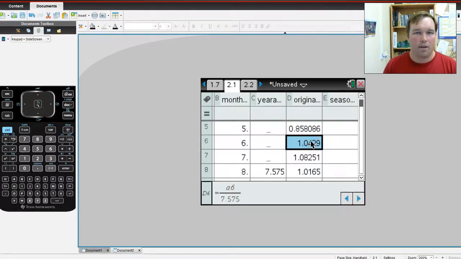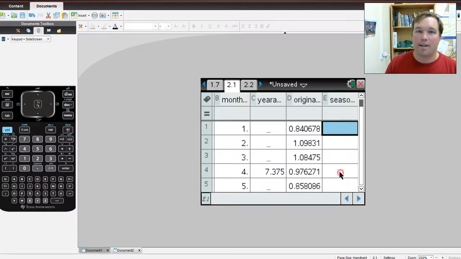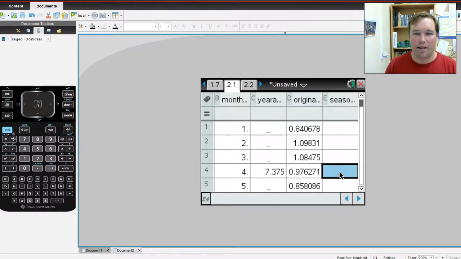Once again, they should all add to 4. Right, I'm going to pause it and do the rest of them, and I'll be back in a sec. Alright, now, done for the whole year, we calculate the seasonal indices.